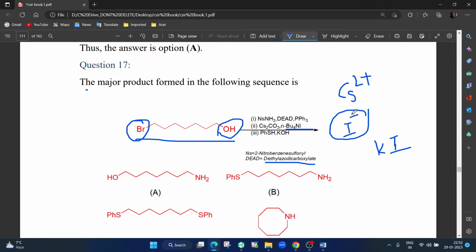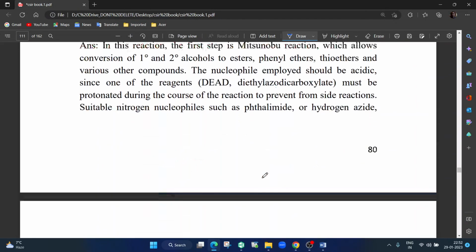I minus is a very powerful nucleophile, one of the most powerful nucleophiles. So it helps in displacing bromide. And once I minus is there, I minus is a much better leaving group than your Br minus, so we'll be using that. We'll see later what happens. Then thiophenol and KOH is there. We'll see that step. Okay. So the first step has to be a Mitsunobu reaction.